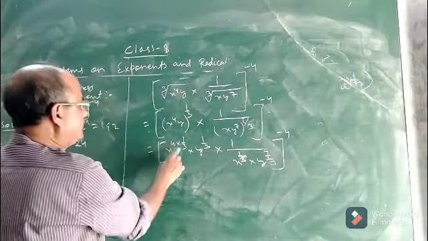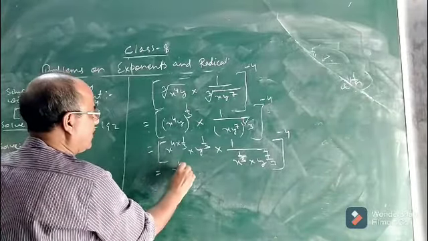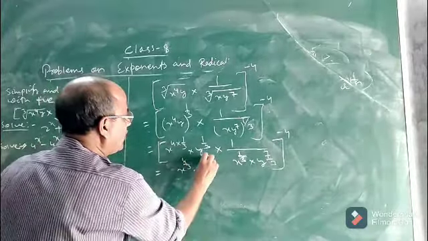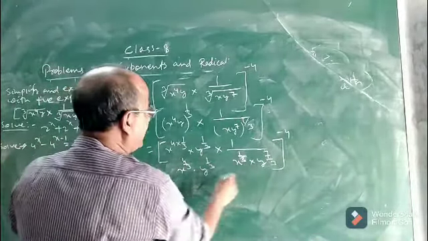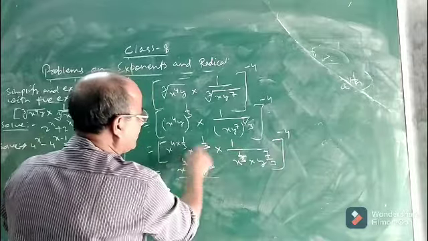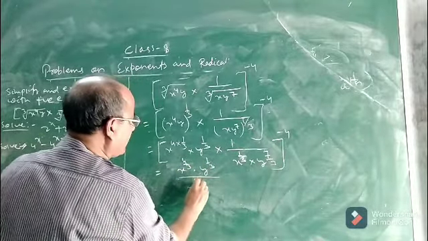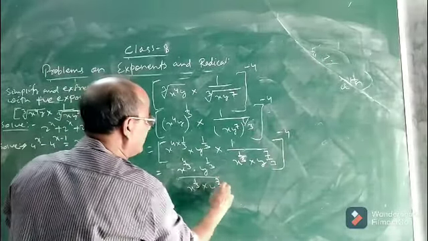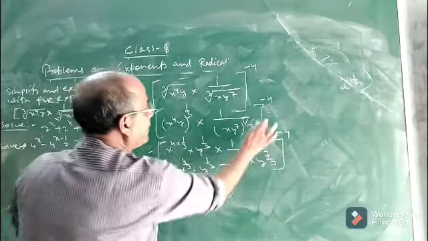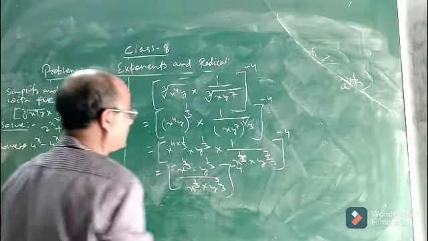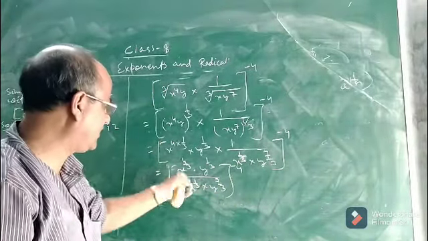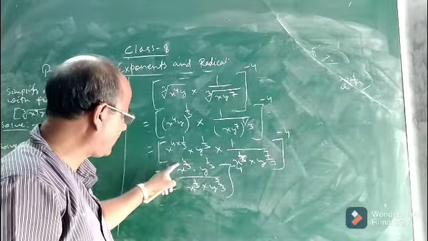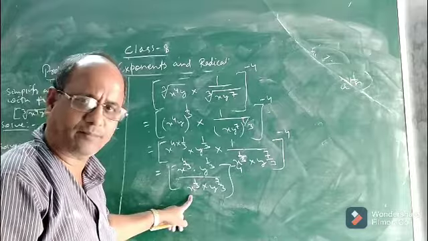You see, so this is x to the power 4 by 3 into y to the power 1 by 3. Then the numerator is divided by x to the power 1 by 3 into y to the power 7 by 3, whole to the power how much? It is given minus 4. Minus 4. Now see children, this term is divided by this term. So that means x to the power 4 by 3 is divided by x to the power 1 by 3.